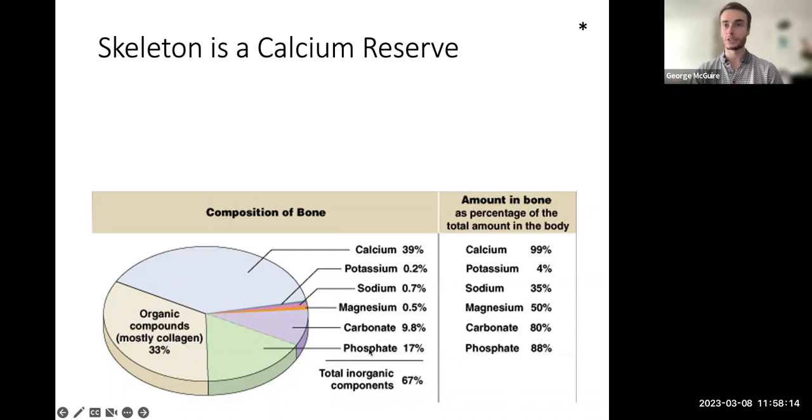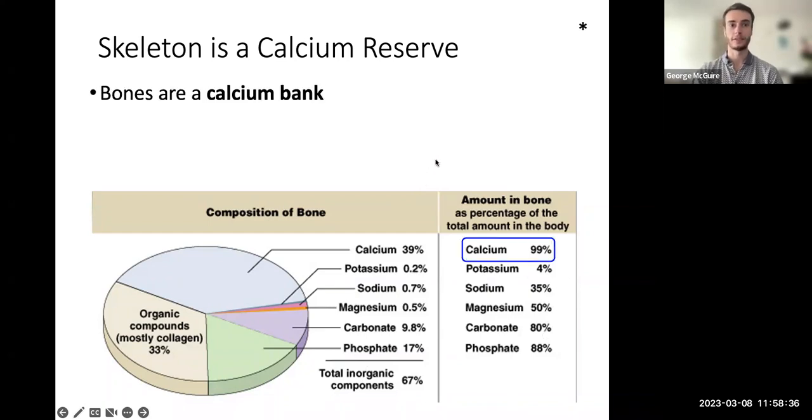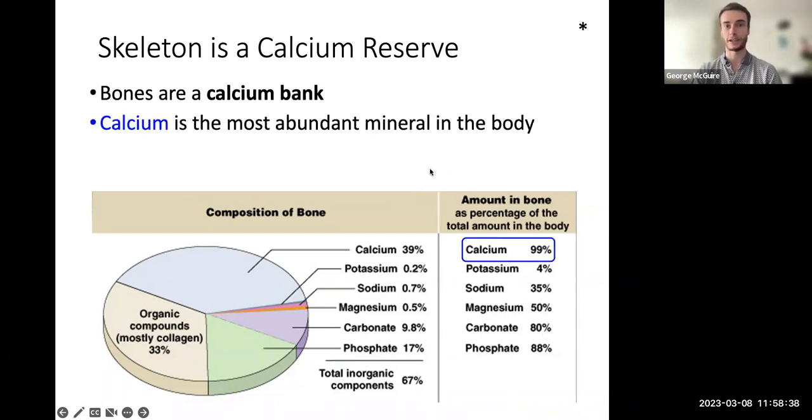And so our bone is mostly inorganic materials, these hydroxyapatite crystals, which I'll talk more about in a second. The organic portion, the collagen, is very small, and the cells only make up about 2% of the mass of our actual bone. The rest is coming from these minerals. A large amount of calcium, carbonate, phosphate, and half of the magnesium in our body is all stored in our bones. So they're basically a bank for calcium.